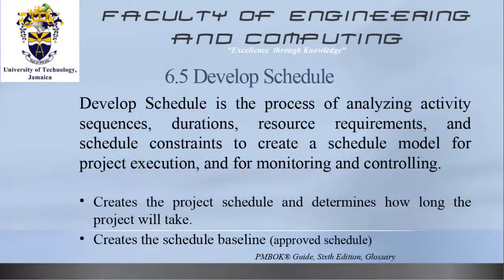Now let's move to 6.5, which is develop schedule. It's a process of analyzing activity sequences, duration, resources, requirements, and schedule constraints to create a schedule model for project execution and for monitoring and controlling. So essentially, it is in this process that the project schedule is created, and there's a determination as to how long the project will take. It creates the schedule baseline, and remember that your schedule baseline is the approved schedule.